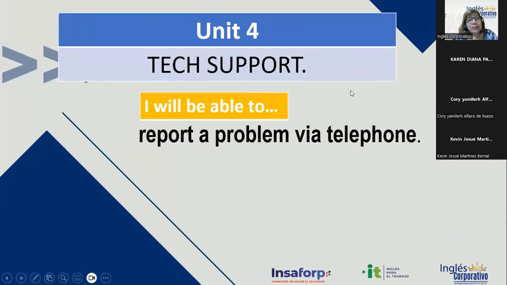The name of the unit is Tech Support. Tech Support is the area in the company which helps you with problems, mostly about technology. Technology in general, right? Computers and can be machines, but mostly computers, tablets, internet issues. Now the objective is to report a problem via telephone. So when you have a problem, you have a phone call. Then you report your problem.